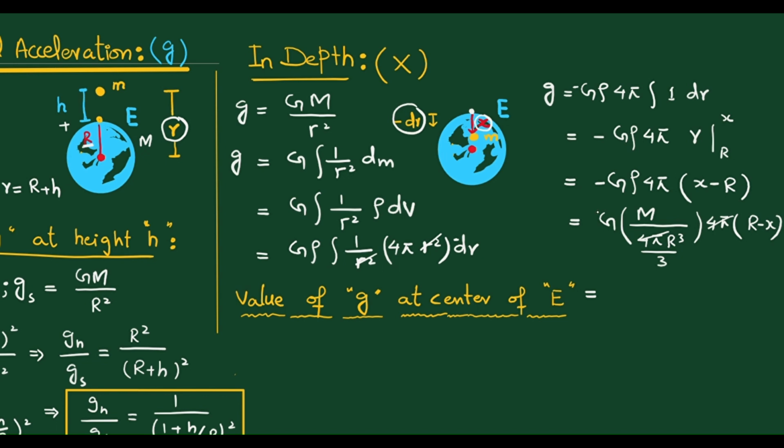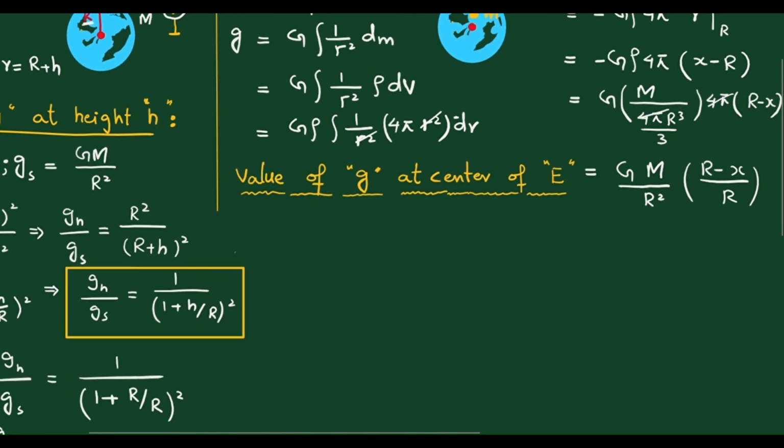This 4 pi and the 4 pi will cancel out, and we will be left with capital G, capital M divided by r square, and one r will be given to this bracket, R minus x divided by R. Now the small g at depth x will be equal to this capital G, capital M over r square, which is the value of g at the surface of the earth, which is gs, and this will become 1 minus x divided by R. This is our final result.